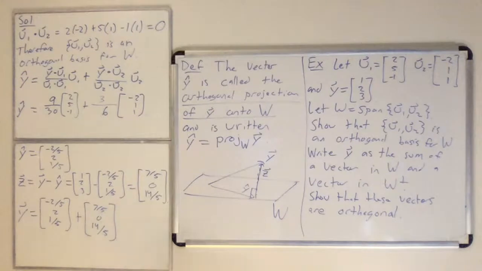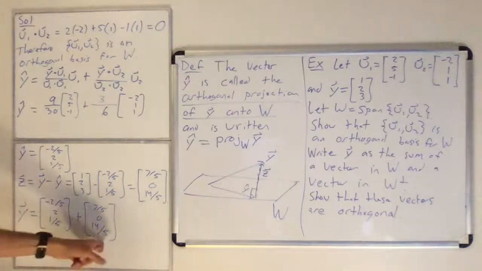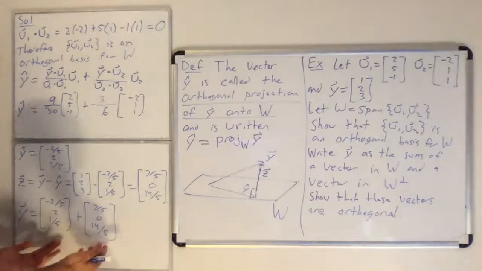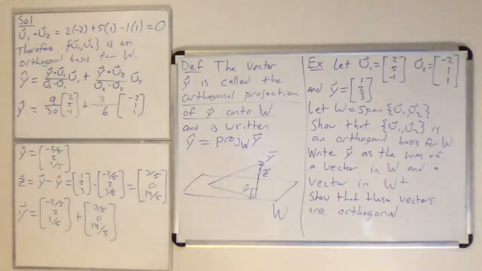Okay, now my question for you is, how do we check that these vectors are orthogonal? How do we check that y hat and z are orthogonal? Because if we ended up with vectors that are not orthogonal, then we obviously did something wrong. We'd have to try again. Yes, Liza, exactly. So we'll take the dot product of y hat and z, and hopefully we end up with 0.